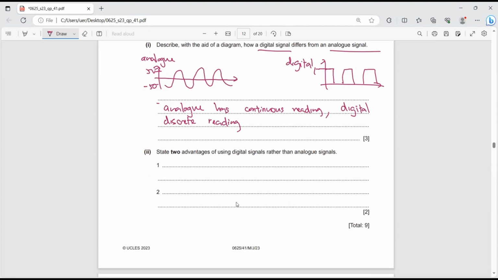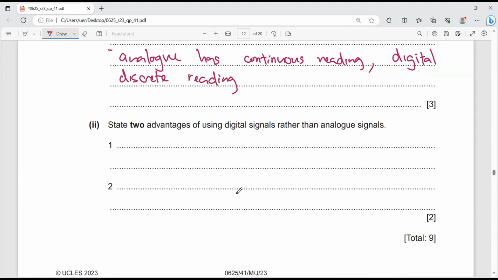So two advantages of using digital rather than analog. Why do we use digital? Digital signal is faster because it's computer, this is ADC and DAC. Digital signal can travel longer distance.